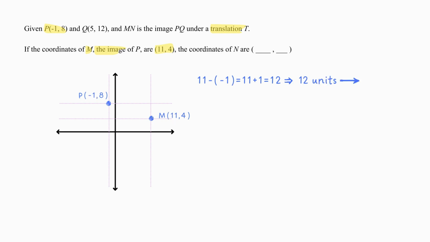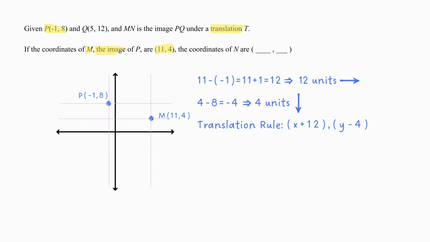For the vertical slide, which is the y value, we started at 8 and ended at 4. So, 4 minus 8 equals -4. So, we moved 4 units down. Our translation rule is x plus 12 and y minus 4.